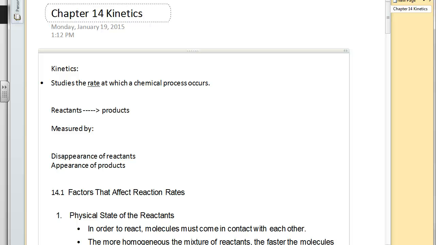Chapter 14, Kinetics, is what we're going to be talking about today, and we will be hitting section 14.1 and section 14.2 in this lecture, and you should read both of those when you have time.